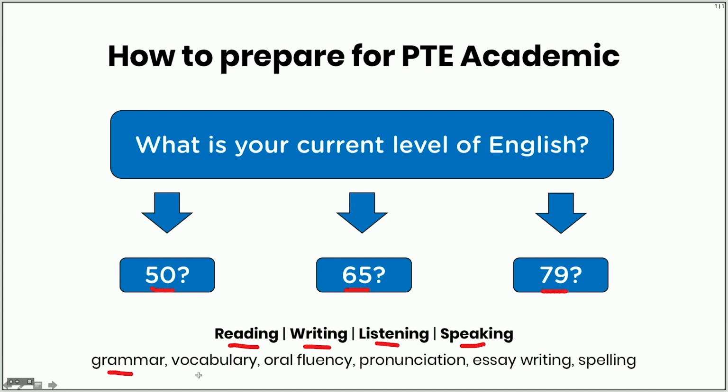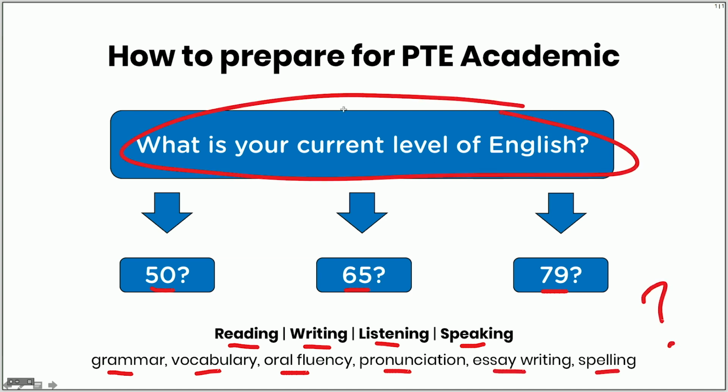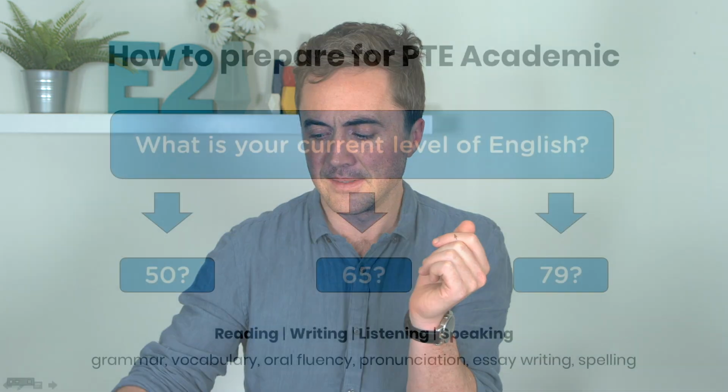How's your grammar? How's your vocab? How's your oral fluency, pronunciation, essay writing, and spelling? What is your current level of English? So this is a tough question. It's not like you can just ask a friend or, I don't know, ask your partner, how's my English? It's something that you need to kind of define almost scientifically. How do you do that? Let's take a look.